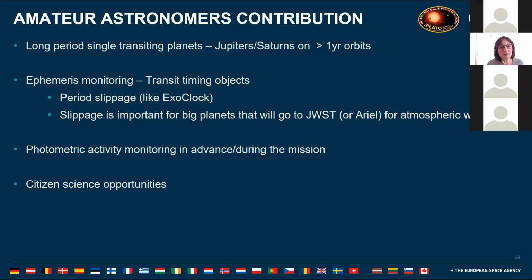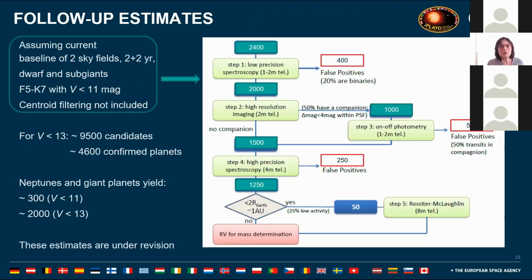Another area where there could be also interesting contributions is on the monitoring of photometric activity. And there will also be citizen science opportunities for the analysis of the light curves. So just to give some numbers. Maybe we don't need to follow all the scheme, but if we assume that we are going to have with 2 sky fields something like 1,250 exoplanets around stars that have a magnitude of less than 11, then probably we will start with a number of candidates that is twice this number.